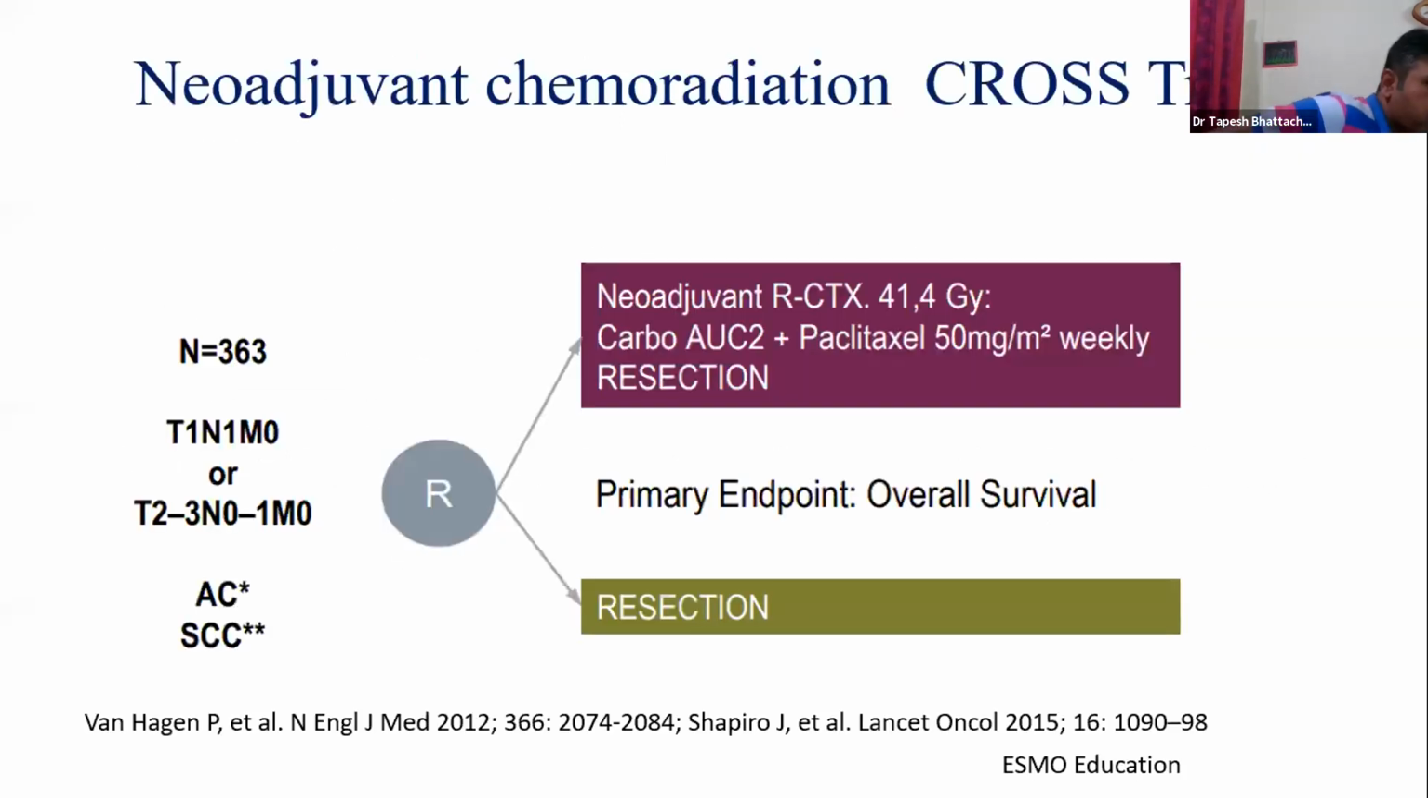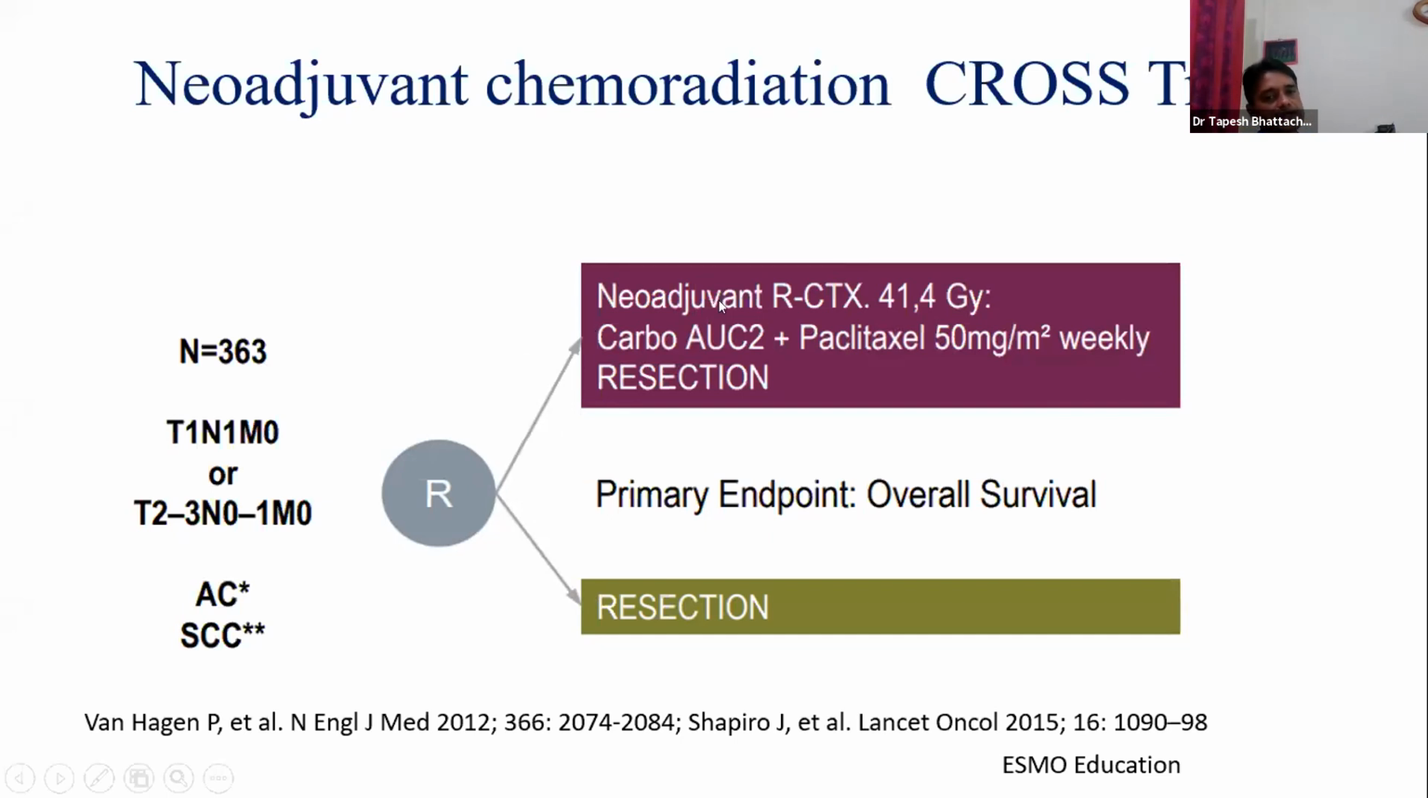So this trial was also mentioned by Dr. Viprodas. This was the landmark trial which came from the Netherlands in 2012, and it changed the picture. So here there were 363 patients, and the patients were either T1, N1, M0 or T2, T3, N0, N1. And both adenocarcinomas and squamous cell carcinomas were there. So what have they given? They randomized into two arms.